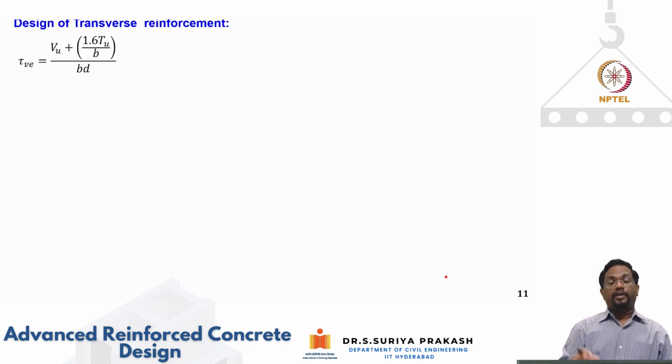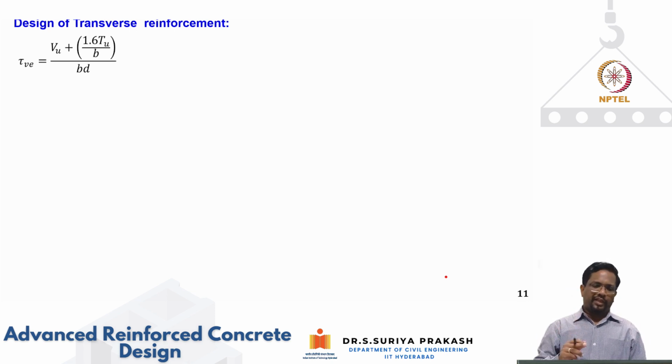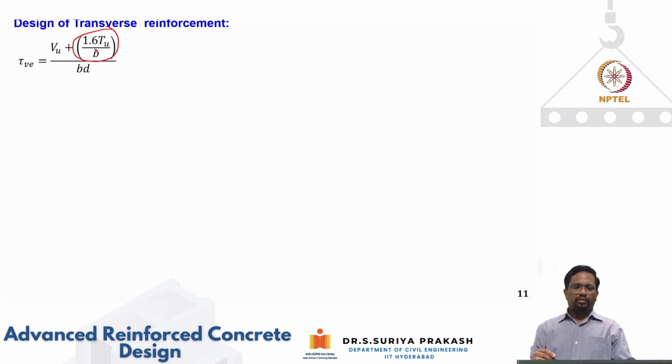Okay. Now let us see what the transverse reinforcement requirement is. How do you calculate transverse reinforcement? Again, we convert the torsion into an equivalent shear. Now, how do you do the equivalent shear? Equivalent shear is 1.6 Tu by b. Okay, that is your equivalent shear.